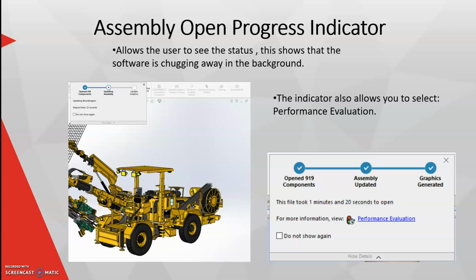Just also a little interesting fact is that window will keep on displaying on your screen if it takes longer than 60 seconds to open. However, if it opens in less than 60 seconds, it will disappear automatically. Okay, so now it also allows you to select performance evaluation. So say now I have an assembly that opened in 45 minutes.